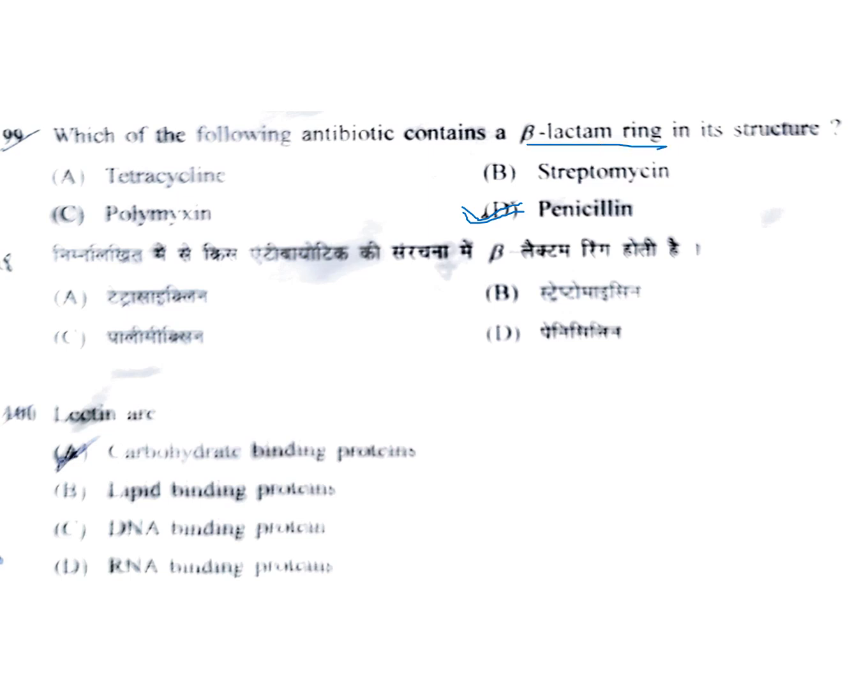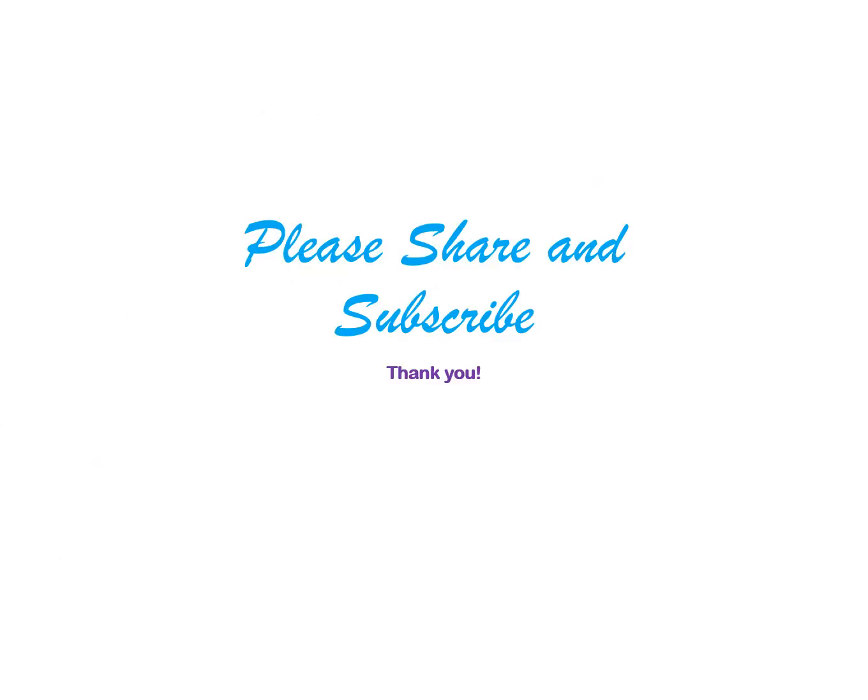The next question is, lectins are carbohydrate binding protein, lipid binding protein, DNA binding protein, or RNA binding protein. So lectins are those proteins which bind to carbohydrates. So they are carbohydrate binding proteins. Option A will be the right answer. Lectins are carbohydrate binding proteins.